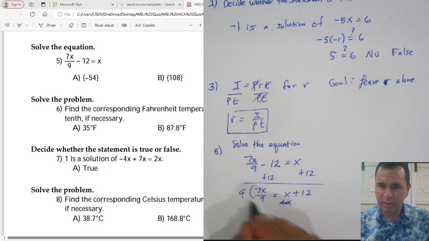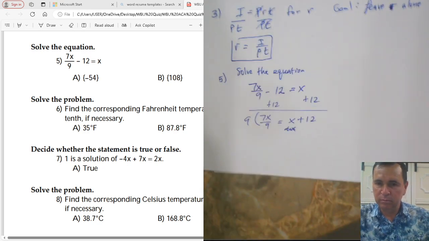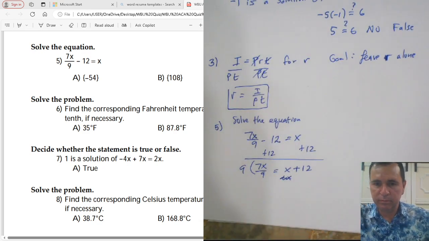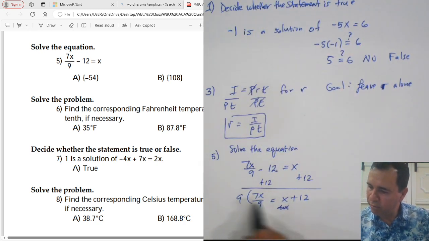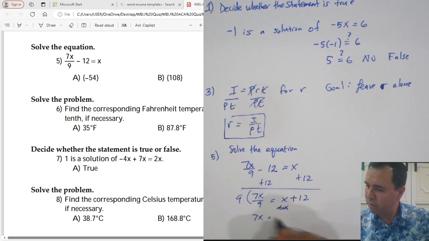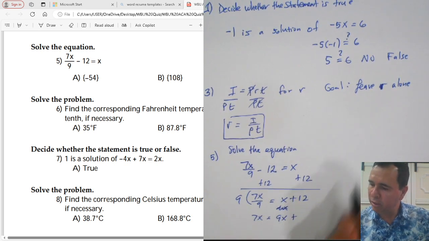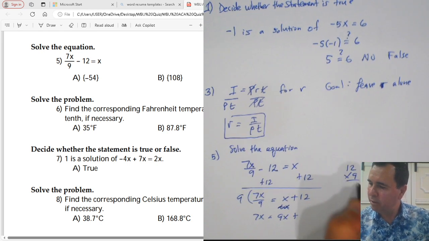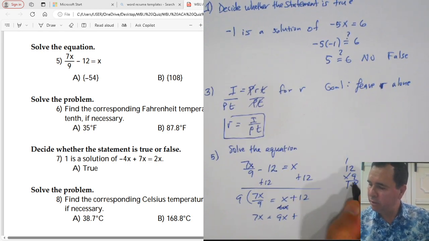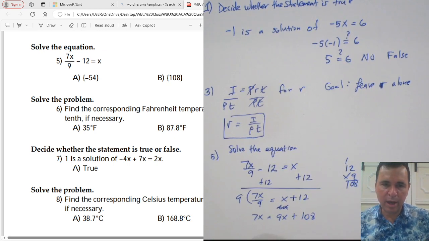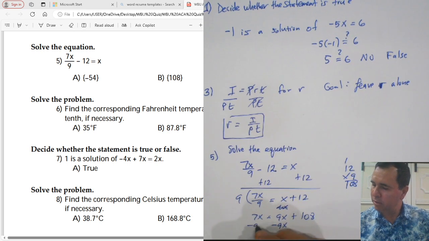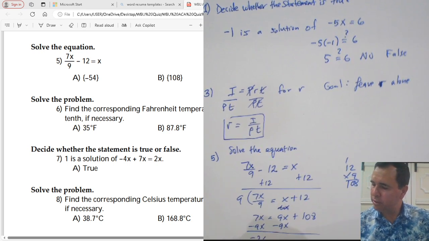Notice how this is going to cancel. So we're going to have these cancel, but then you also got to multiply to the other side. So 7x is equal to 9x plus, and then you got to do 12 times 9. That's 108, right? So now I'm going to go ahead and subtract 9x from both sides. So we're going to get -2x is equal to 108.